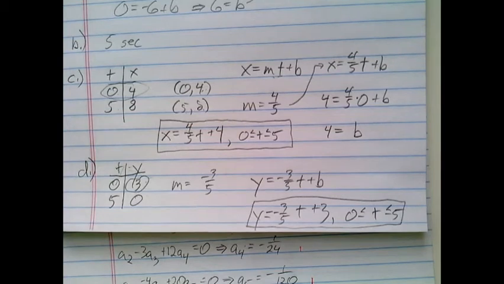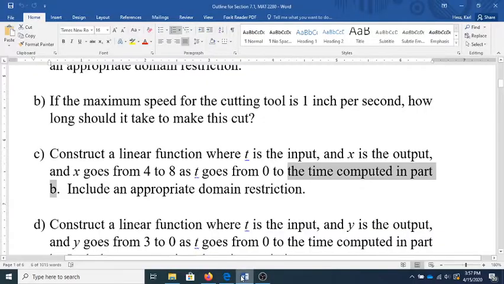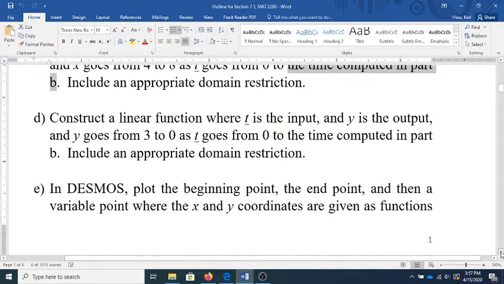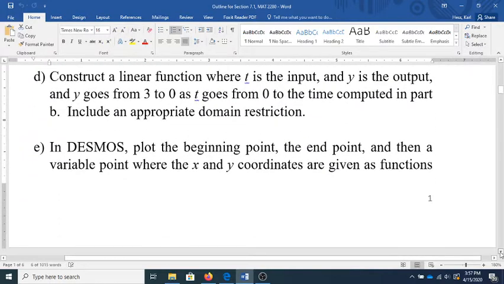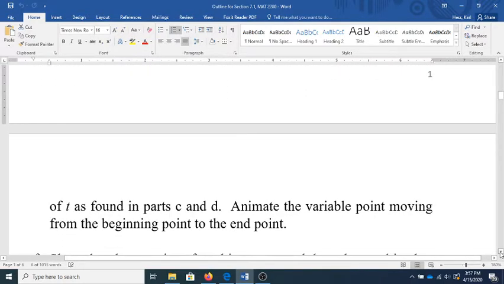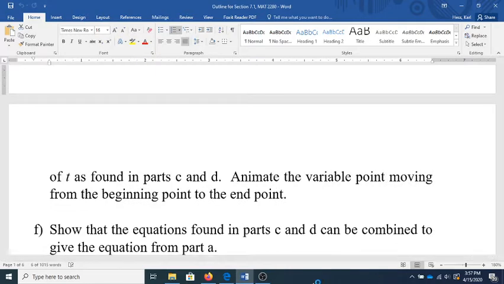Let's have another look at our outline to see where we're at. Did part C, did part D. Looks like now we've reached the point where we're going to go into Desmos and do some feasibility checks. We're going to see if it looks like we've done everything correctly. Let's go ahead and do that.